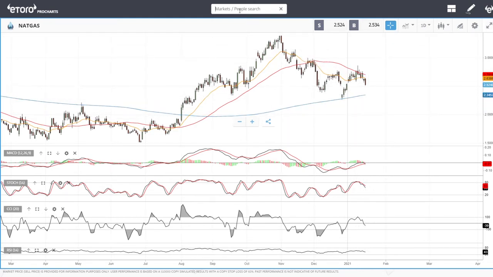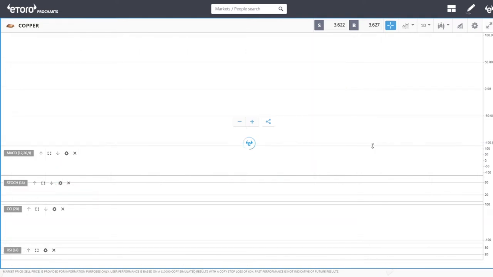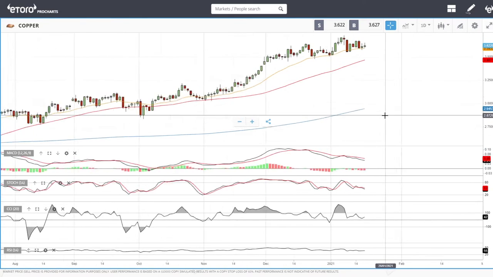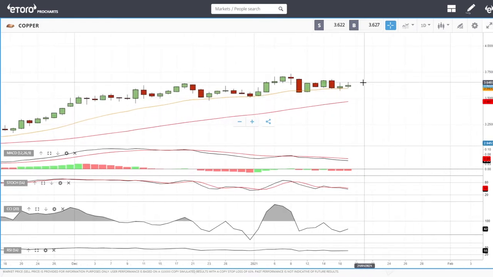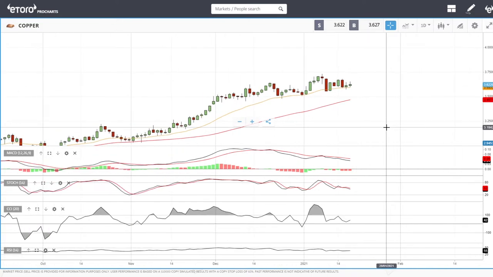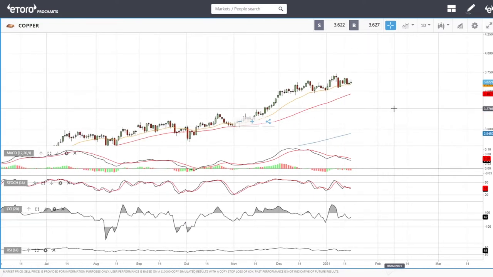So let's look at copper. Sorry, something happened there. Yes, we can see that we tried to rally a little bit, but broke down again. At this point, if the US dollar continues depreciating, then this is going to go all the way to 3.75. If 3.75 breaks, then we're going all the way to 3.8 and beyond that. I think the long-term target for this is $4.